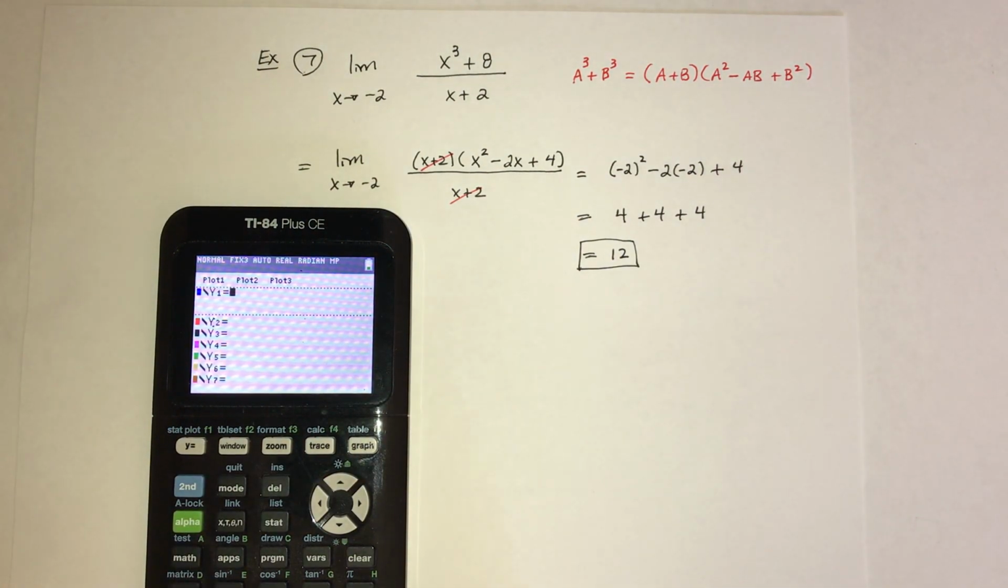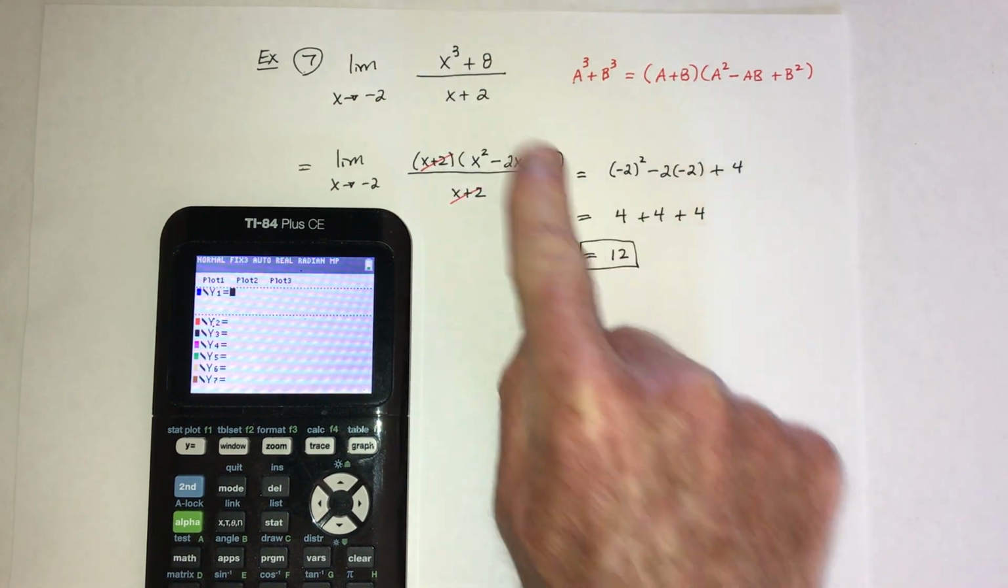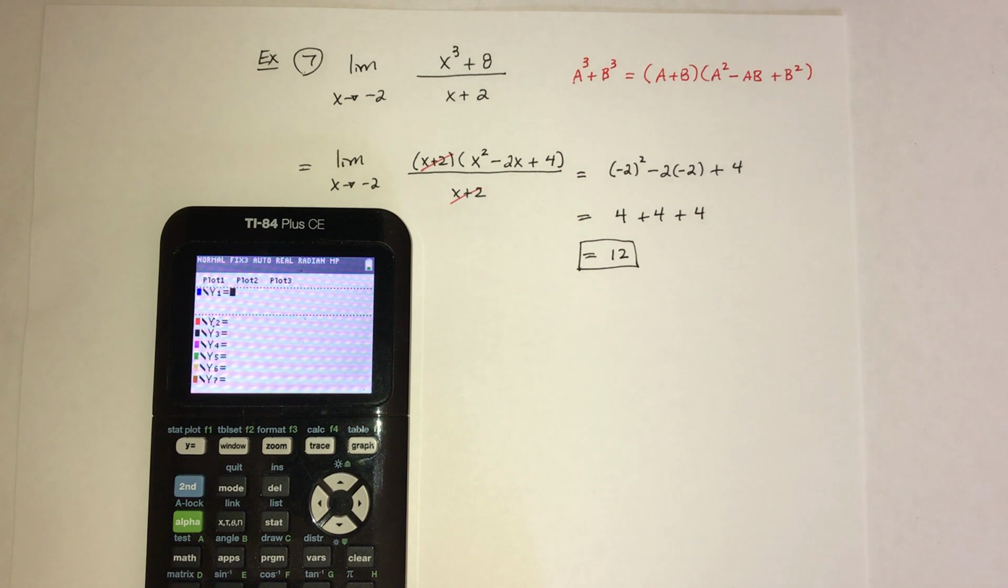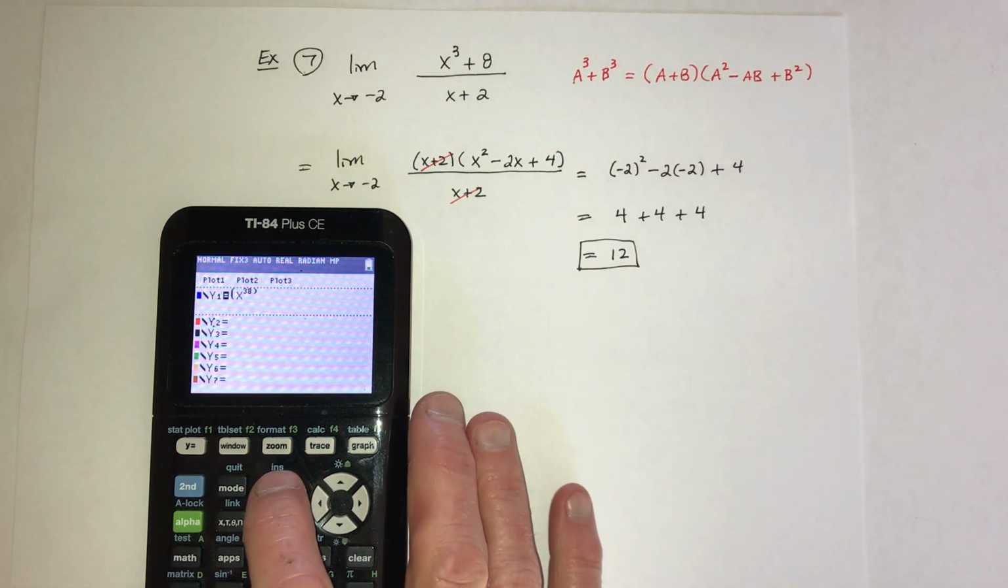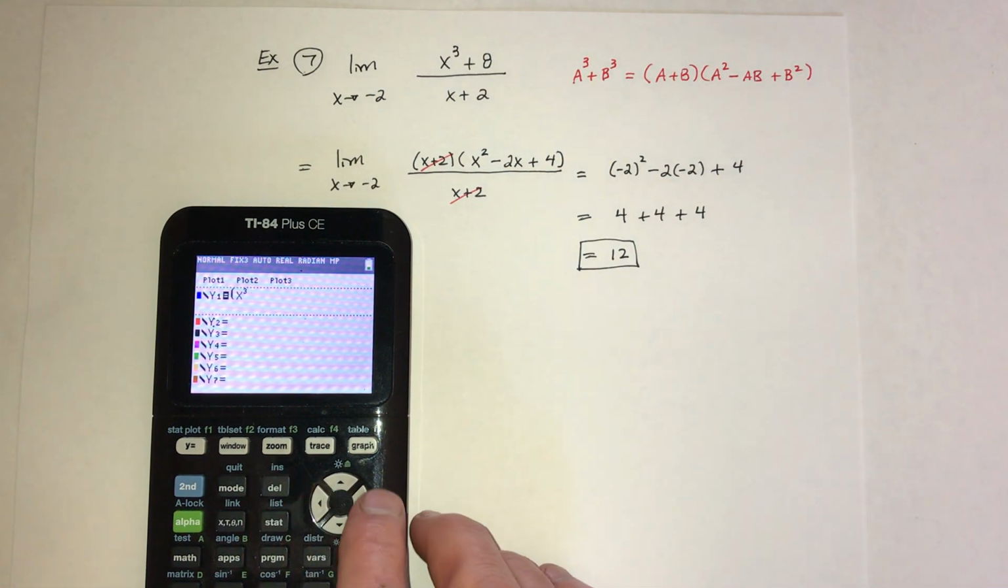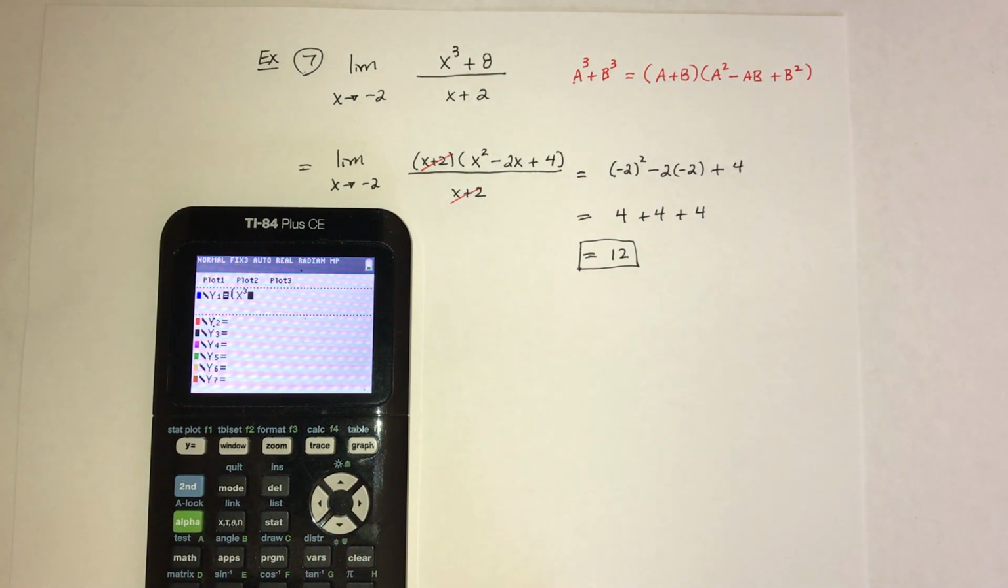So first you graph it. Make sure you start with the original problem, not this, but the original problem. So the original problem is x cubed plus 8. What happened is, once I get to that point, it says use the right arrow. I forgot to use the right arrow. Then plus 8, and then it gets divided by x plus 2.